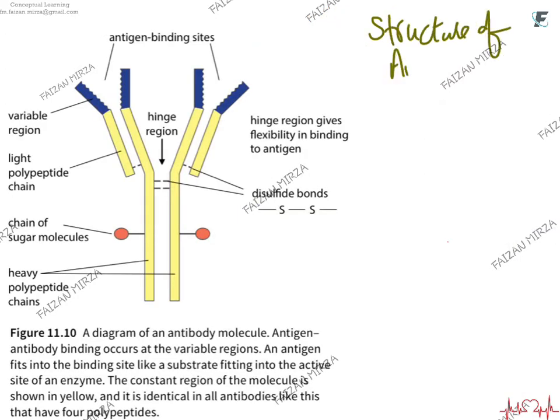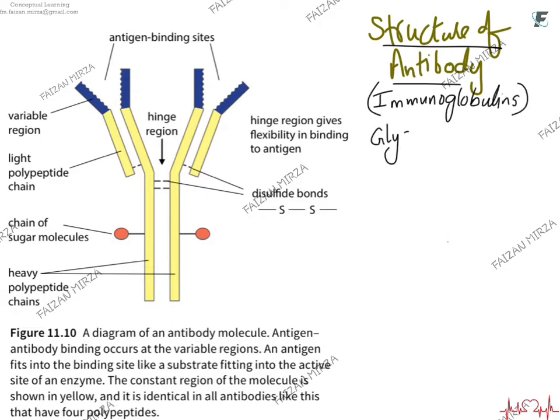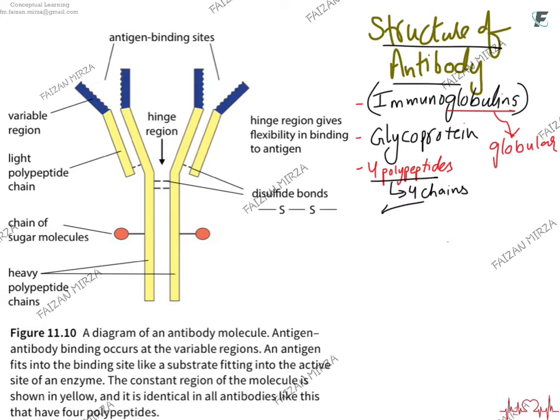This is the structure of an antibody. The structure of an antibody includes these structures. An antibody is also called an immunoglobulin. Immunoglobulins are glycoproteins, which means they are globular proteins, soluble in water. They have 4 polypeptides, and the 4 polypeptide chains include 2 heavy chains and 2 light chains, which you can see in the figure as well. These are the 2 heavy chains, the long ones, and this is a light chain and this is a light chain. These are held together by disulfide bonds.